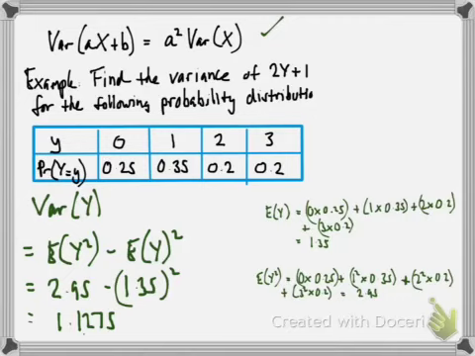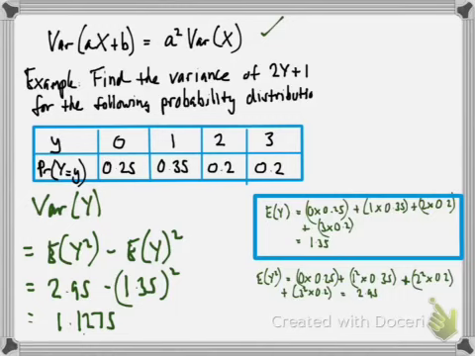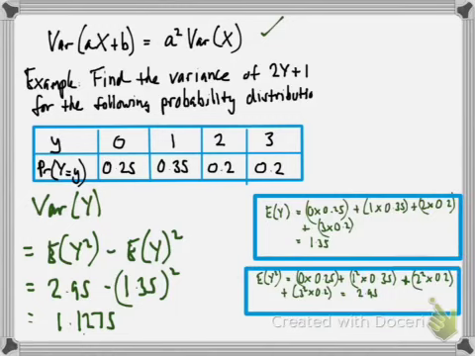Okay, so I've gone away and done that. I've calculated var y. To do that, I had to calculate E of y, the expected value of y, and the expected value of y squared. Then I've applied the formula: the expected value of y squared minus the expected value of y all squared, and that's 1.1275. So that's var y. Now we've been asked to find the variance of 2y plus 1.